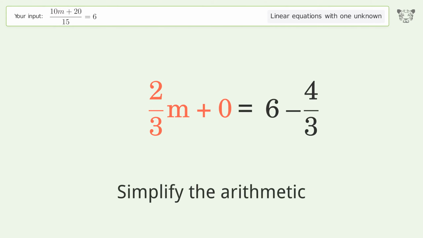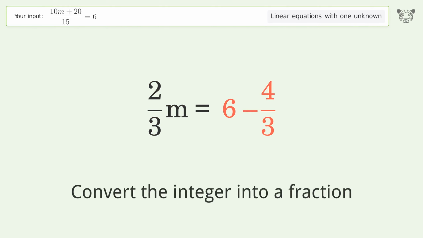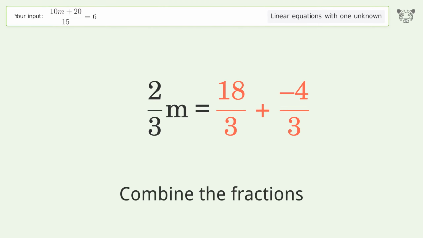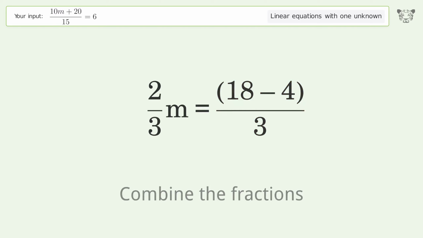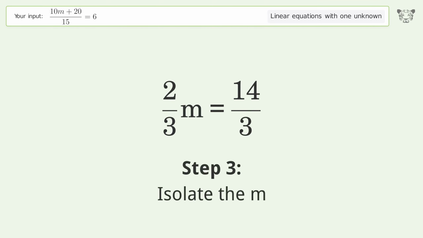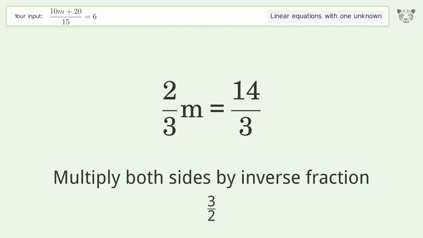Simplify the arithmetic. Convert the integer into a fraction. Combine the fractions. Combine the numerators. Isolate the m. Multiply both sides by inverse fraction 3/2.